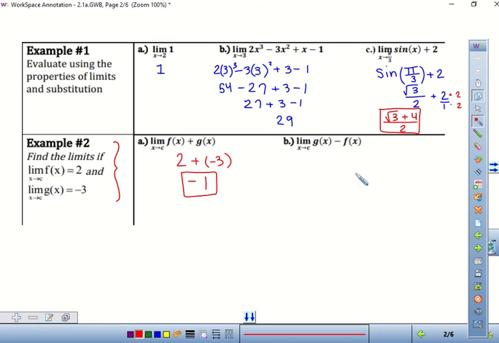So, g of x, what is the limit as g of x approaches c? Negative 3. Good. And f of x? 2. So what is negative 3 minus 2? Negative 5. Yes.